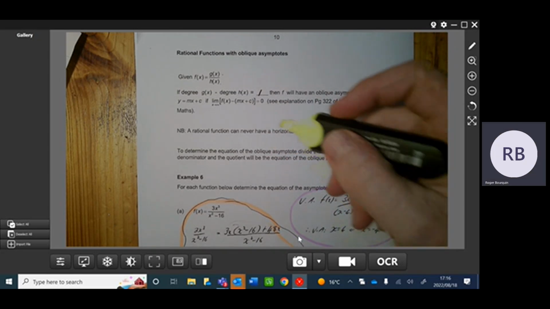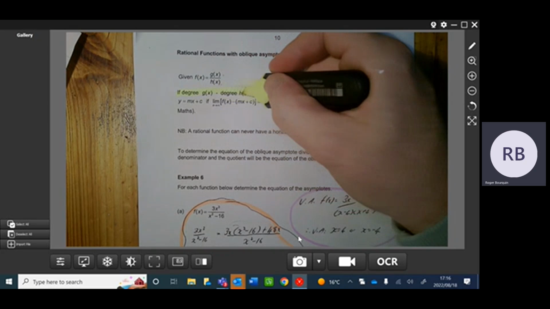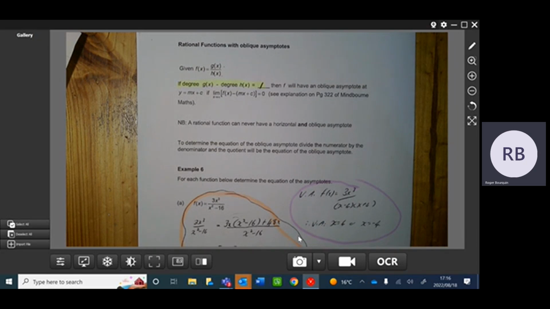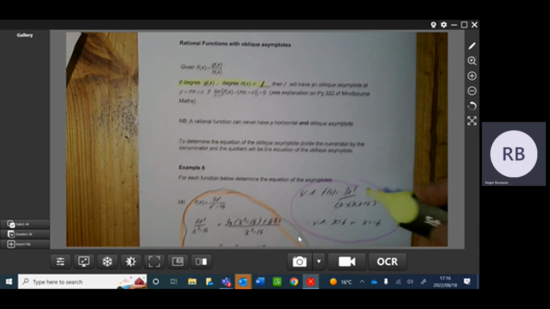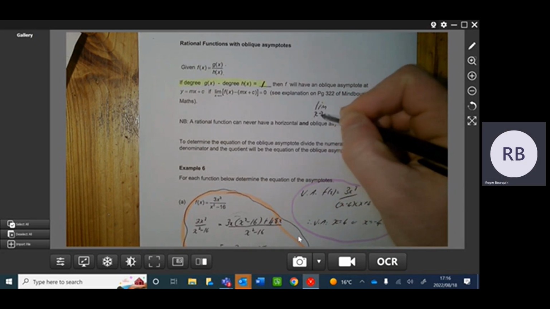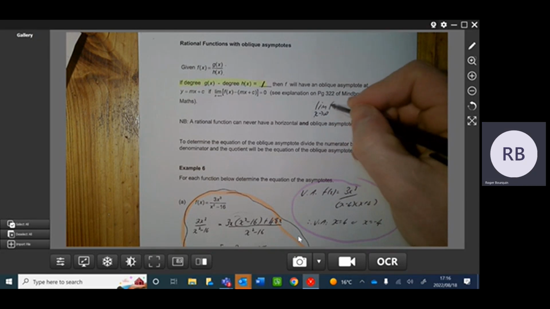All right, so just to go through these notes quickly: rational functions with oblique asymptotes. Remember, a rational function is one function divided by another. You can recognize that there's going to be an oblique asymptote if the degree of the top minus the degree of the bottom is equal to 1. Then you're going to have an oblique asymptote. We'll explain just now.